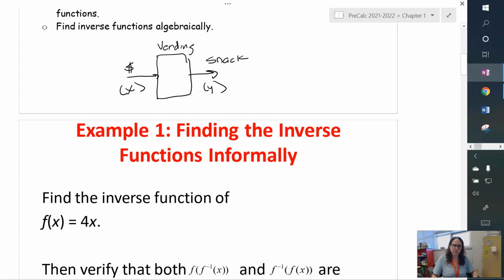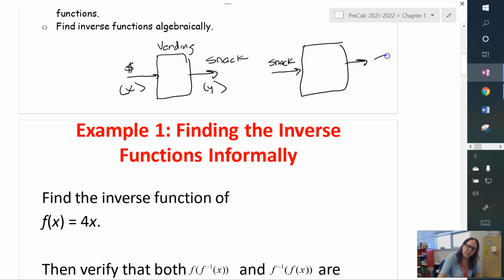For an inverse function, it goes the other way. So here's your vending machine. Now your input is the snack, and your output is money. So what this means, when you're finding an inverse, you literally swap x and y. And if you keep that in mind, inverses are super simple.